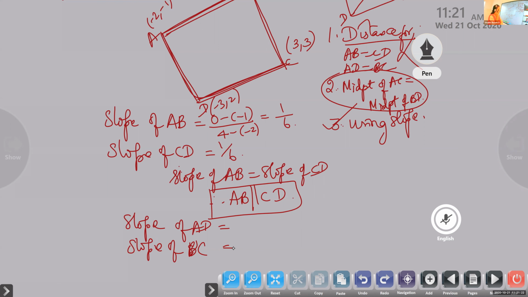Atul, what is the slope of AD? -3. Is it correct, Nandana? Yes, ma'am. Rijas, give the slope of BC. What is the slope of BC?